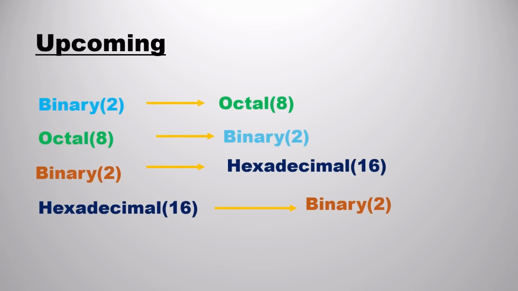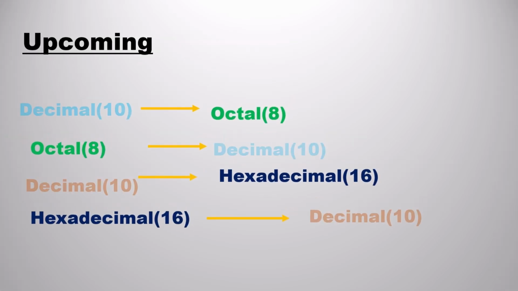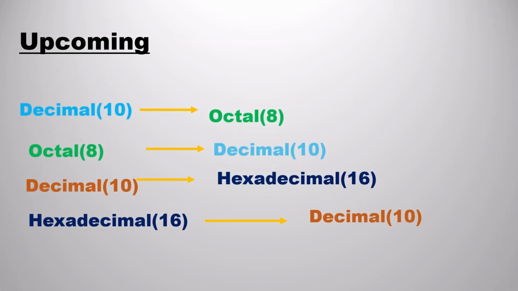In the upcoming videos, we are going to see more conversions: binary to octal, octal to binary, and vice versa. We will also see what is meant by octal in the next video. We are also going to see hexadecimal, what it means, and the conversions between binary and hexadecimal and vice versa. We will also see decimal to octal and vice versa, and decimal to hexadecimal and vice versa. In total, we are going to see these 8 combinations in the upcoming videos.